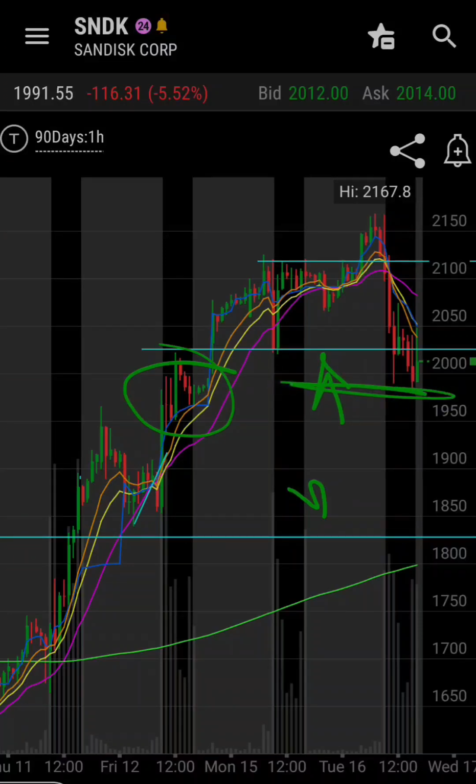Anyways, a quick read. So likely what could happen here, I'm not saying it's going to come down, but if it does break below here, we're going to get a flush down to the next level.